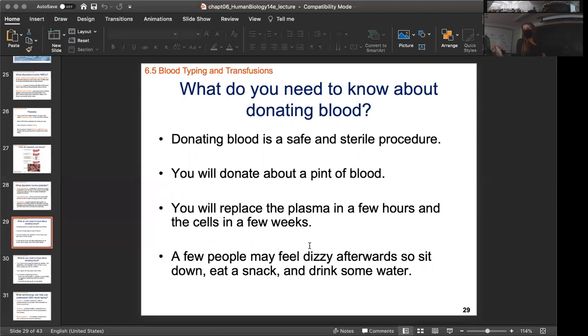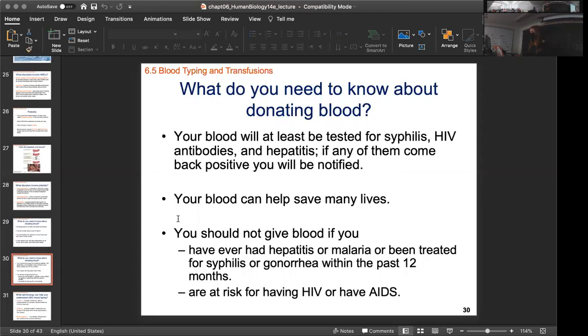So you'll replace the plasma in a few hours and the cells in a few weeks. So although it seems kind of drastic to donate a pint of blood, which is about this much, your body regenerates those cells, okay? Most people may feel dizzy afterwards, so sitting down, eating a snack, and drinking some water, helping the nutrients and the oxygen, helping you rest, things like that. So those are some fun facts about donating blood.